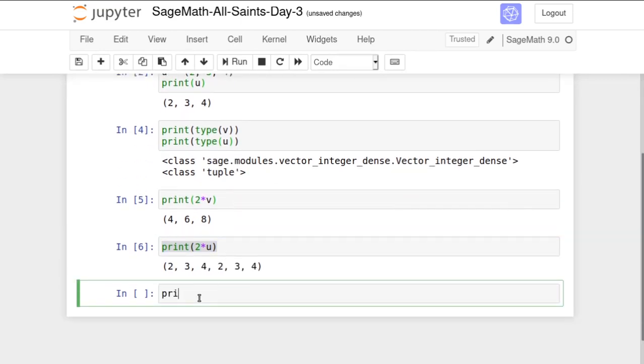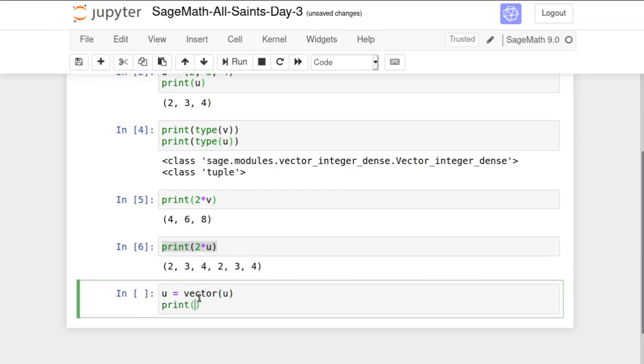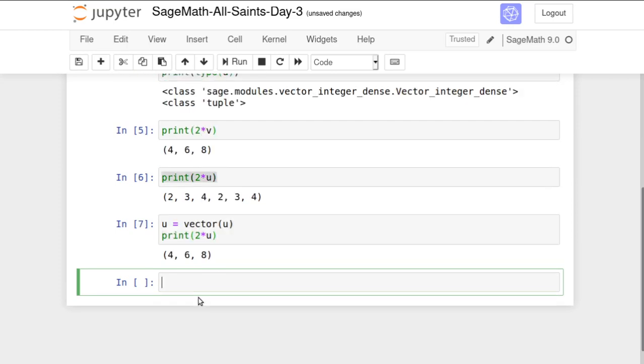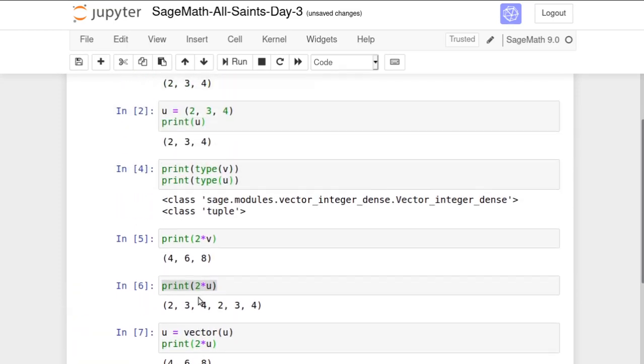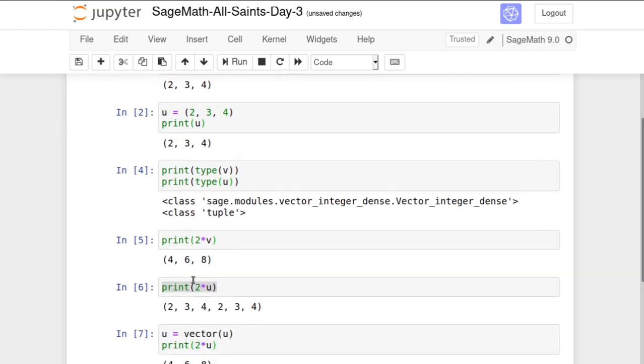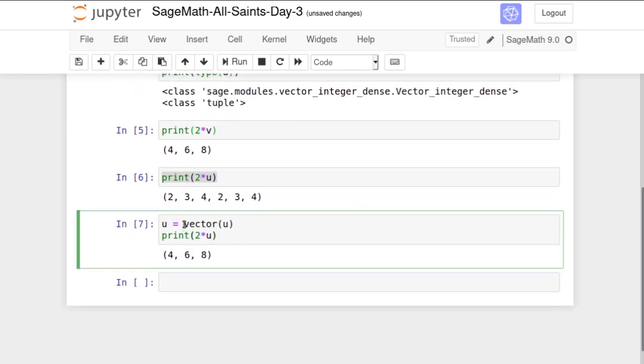Now, if we change this U to vector U, suppose that we write U is equal to vector U. Let us see the effect of that. And after that, print 2 star U. So the output is 468. That is what is expected. So here we are converting that U tuple to a vector by using the vector command.